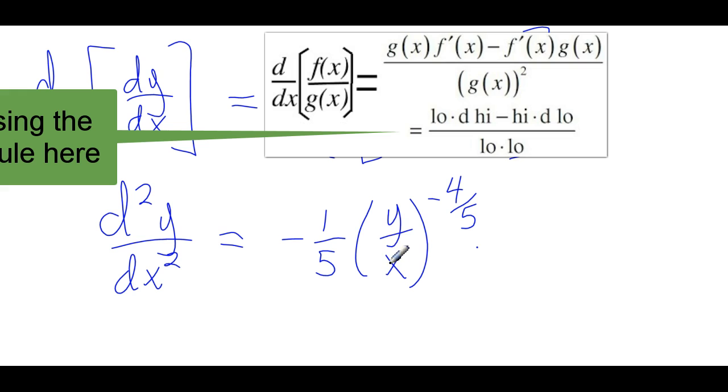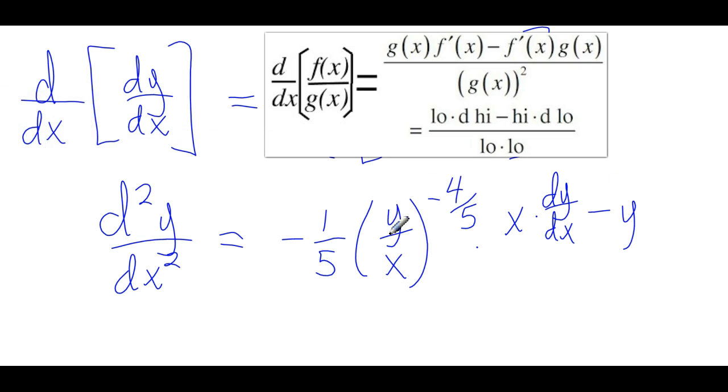So low d high, low is x, d high is going to be the dy/dx or y prime, whatever you want to call it. So low d high minus high d low, the derivative of x with respect to x is just 1. So we just get a y there, and then all over low low, which is x squared.